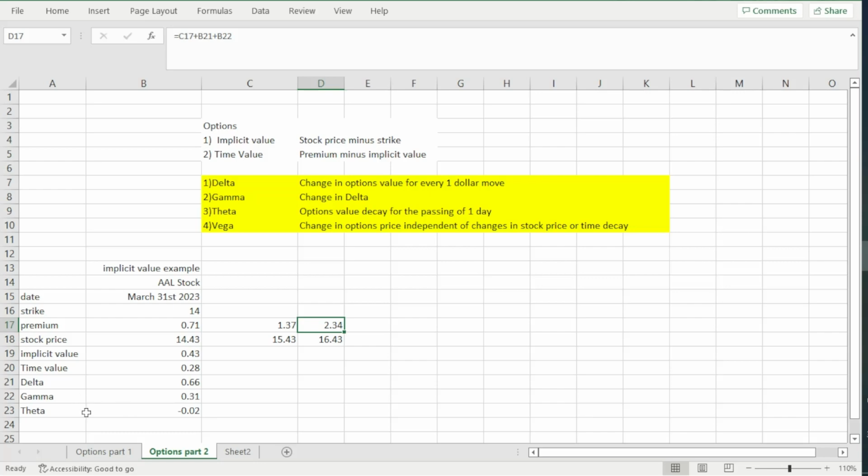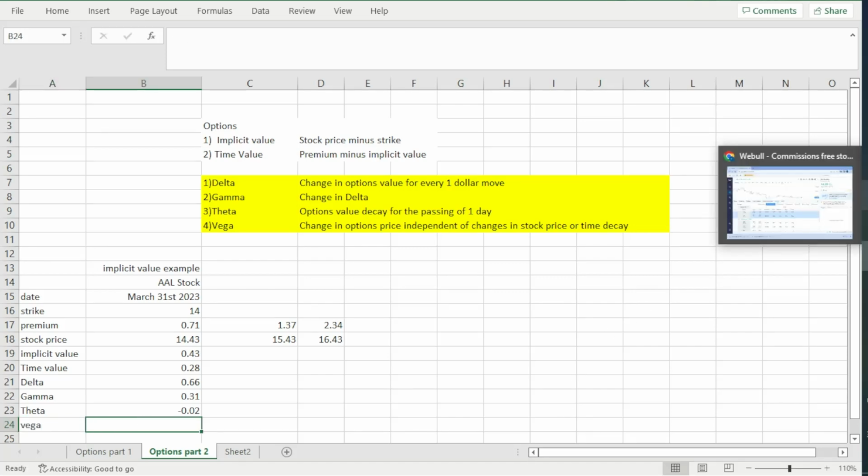Now we're going to talk about Vega. Vega is a little bit confusing because it has a lot to do with volatility. So this is what you really need to understand about Vega. I wouldn't pay too much attention to the actual numbers here.